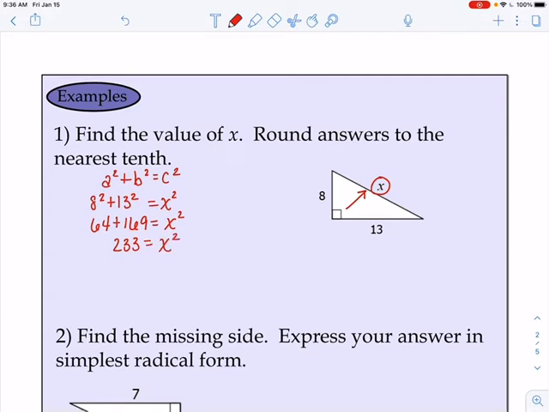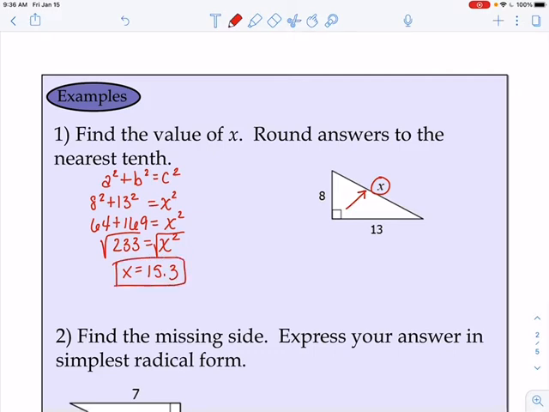And again, x still isn't by itself. And again, the opposite of squaring something is taking the square root. So you have to take the square root of both sides here. And this says round to the nearest tenth. That's going to be one spot after the decimal. So when you chuck that into the calculator, you should get an answer of 15.3. So x is going to be 15.3.